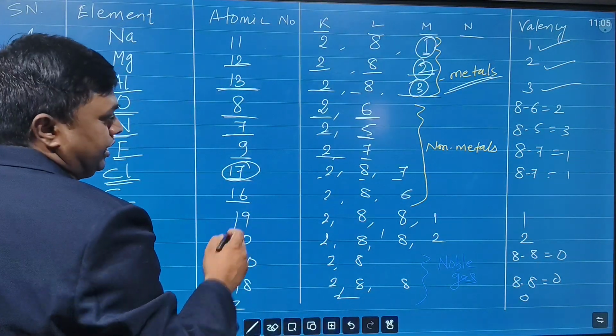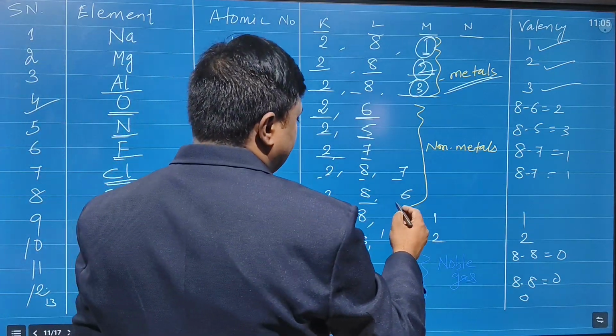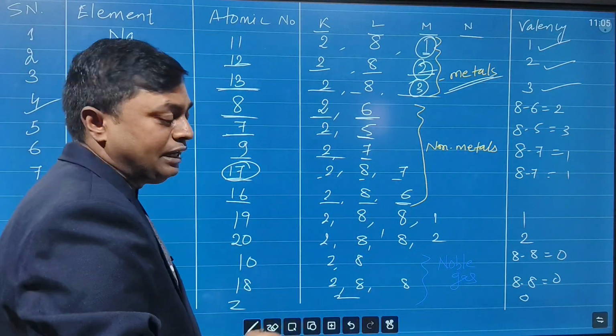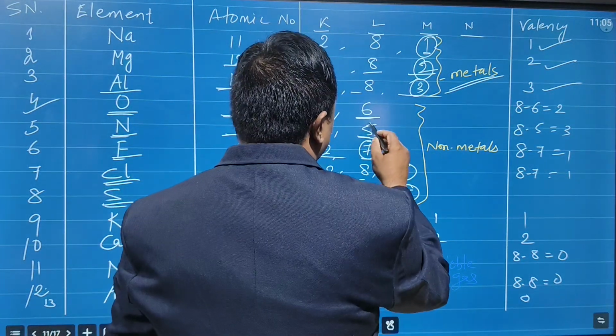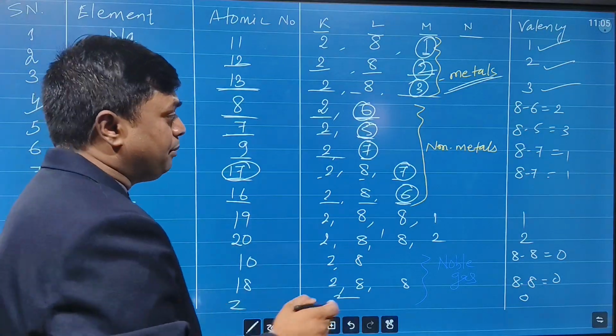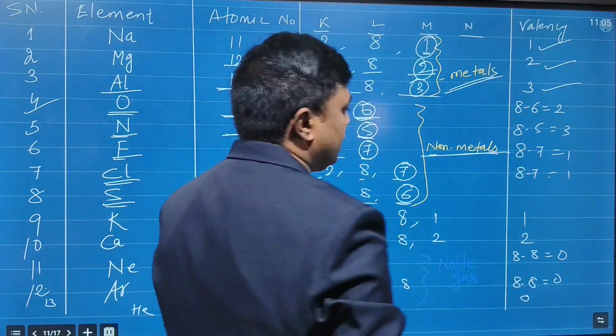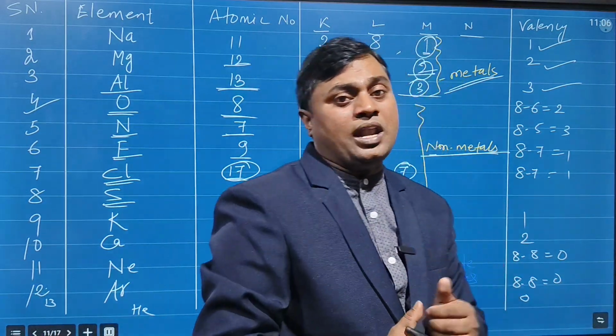Sulfur, 16. So in the first shell we can give 2 according to the rule. Second shell 8, next shell 6. 2 plus 8, 10, 10 plus 6, 16. Yes or no? Remember one thing, if the valence electron is 4 or more than 4, like 4, 5, 6 or 7, generally they belong to non-metals, and their valencies are 8 minus valence electron.